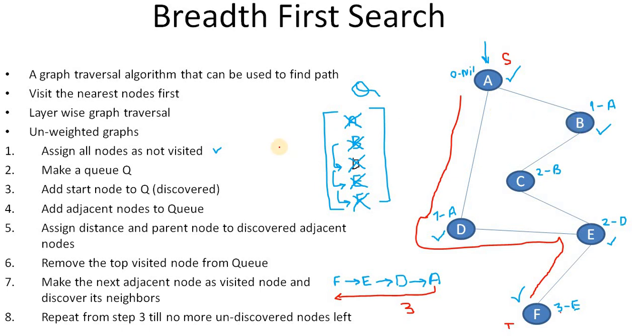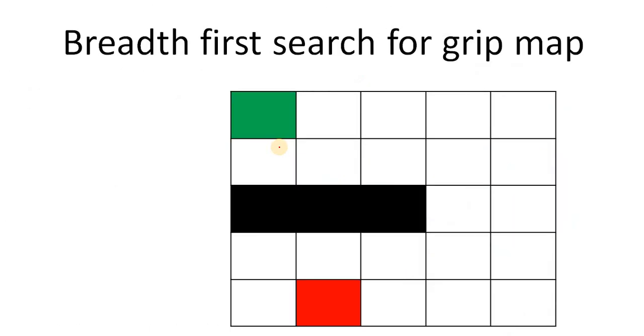Okay, so I hope that this is clear. Now let's see how it works on the grid. So let's say we have a grid. This is our grid map, a discrete grid map, and this is our start position here, and this is the target position. In this one we have obstacles, and the white space is free space.